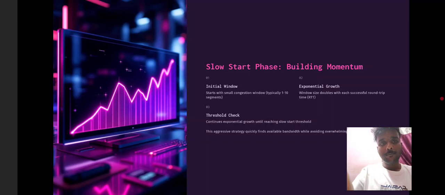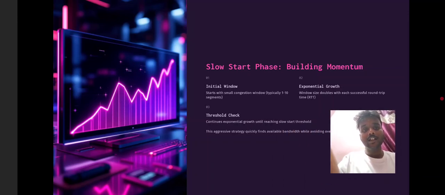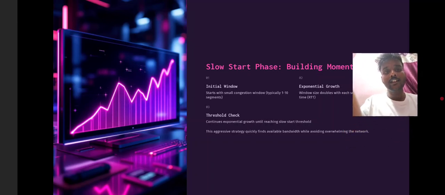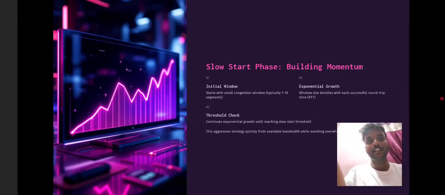Slow start phase, building momentum. Initial window starts with a small congestion window, typically 1 to 10 segments. Exponential growth: window size doubles with each successful round trip time. Threshold check: continue exponential growth until reaching the slow start threshold. The aggressive strategy quickly finds available bandwidth while avoiding overwhelming the network.